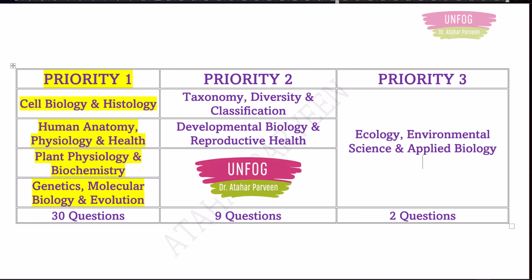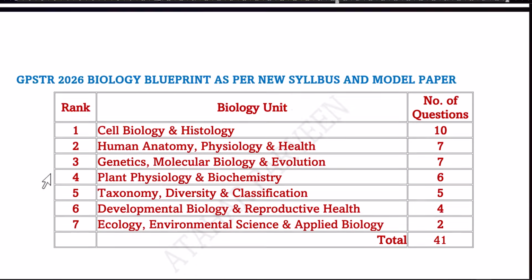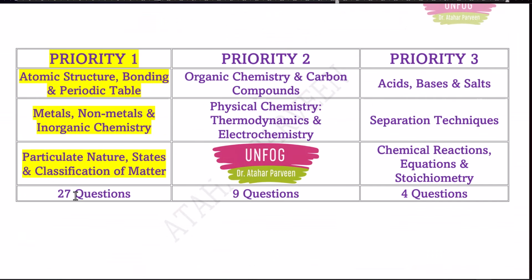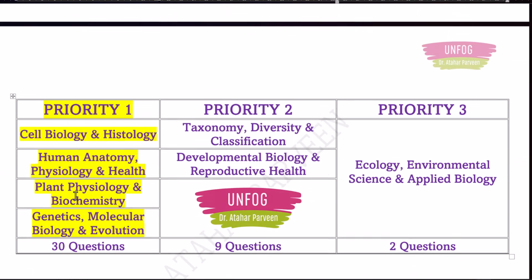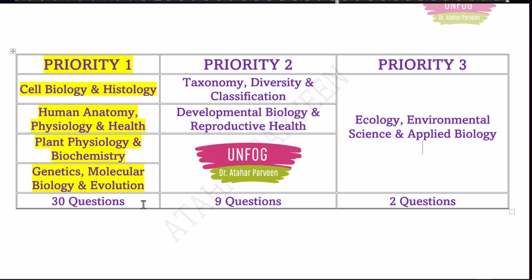So basically, if you want to score more, you have to give preference to the priority 1 chapters here in biology. Even in chemistry also I was telling you, right? It is more than 50%. Around 27 to 30 questions you can cover if you go with these priority 1 chapters. And in biology also, if you cover these chapters, you can get 30 questions. So this is huge, right? A huge difference is there. So you don't need to worry about the huge syllabus or the new syllabus. You have to work smartly.